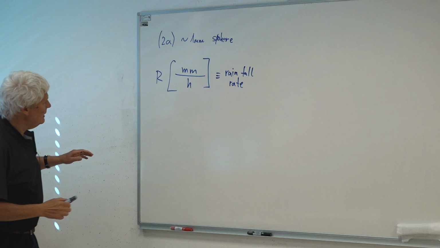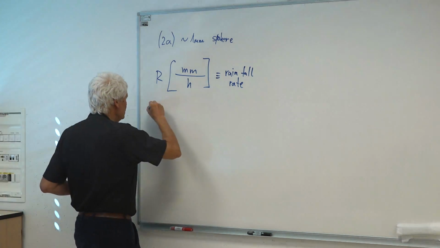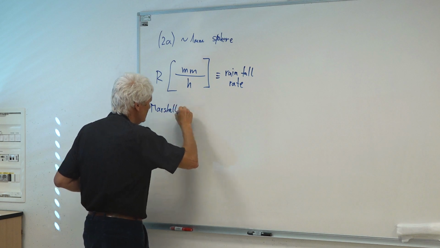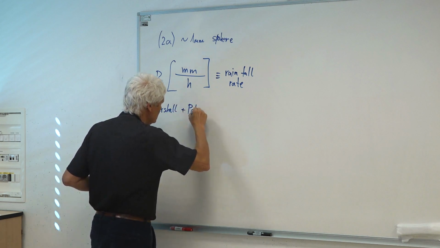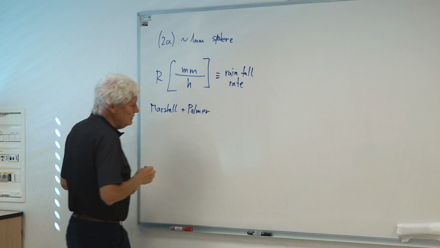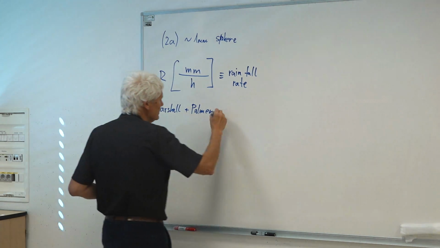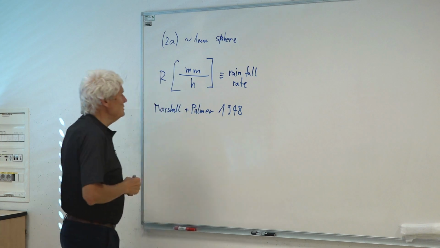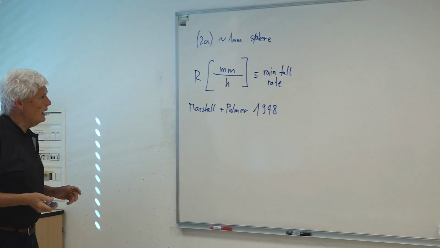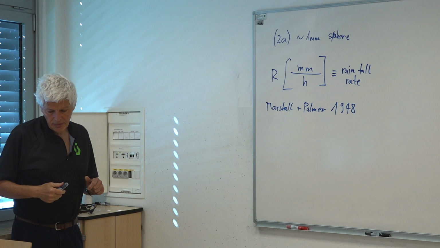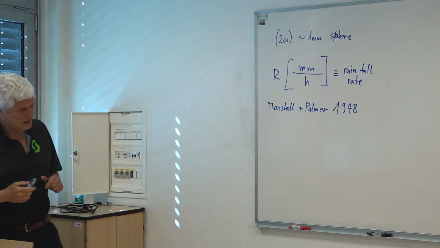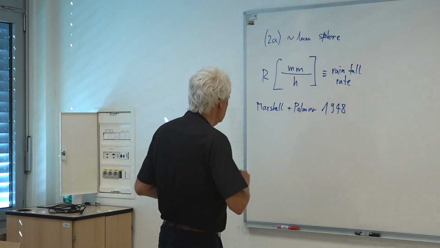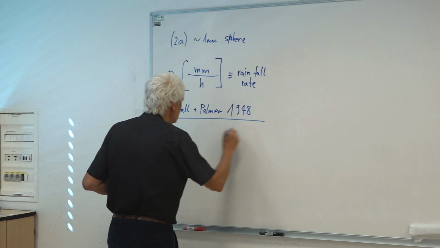And Marshall and Palmer, two meteorologists, found in 1948 an experimental relationship to get the number and size of raindrops from the rainfall rate. And their experimental equation sounds like this.